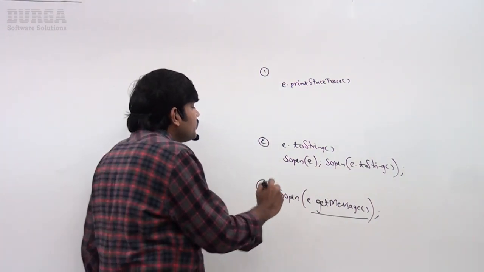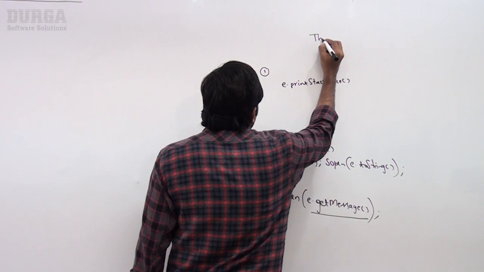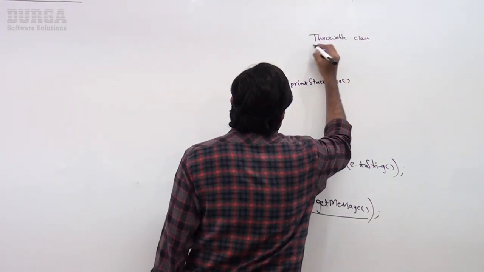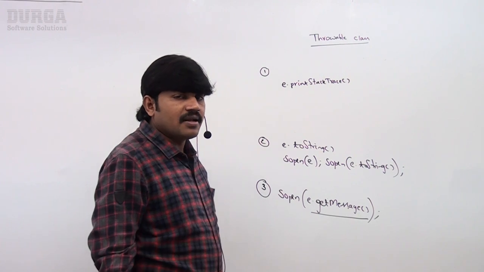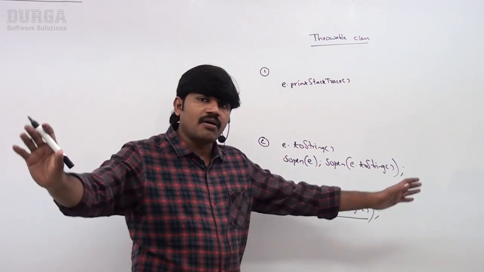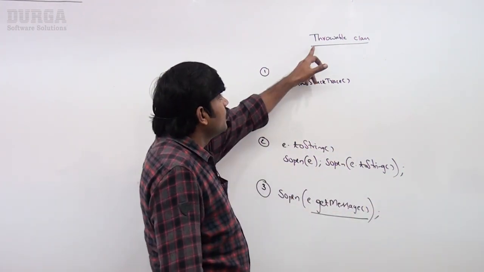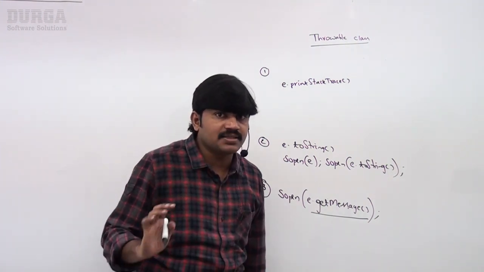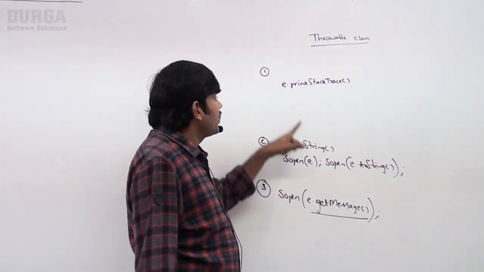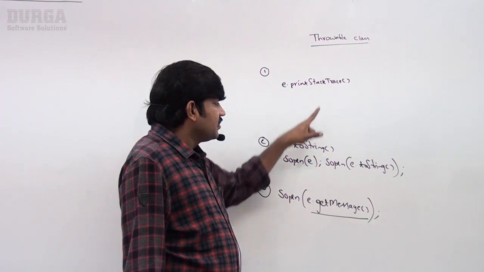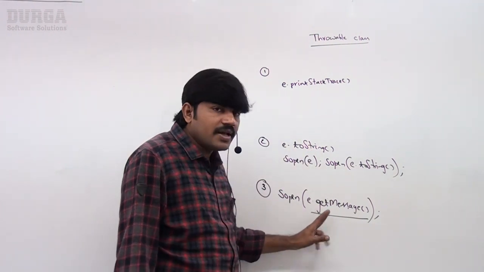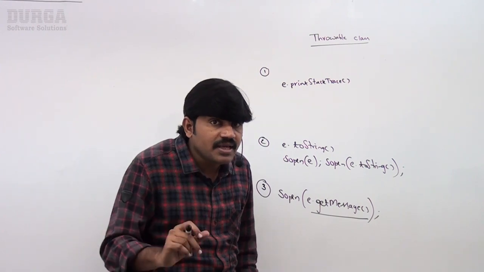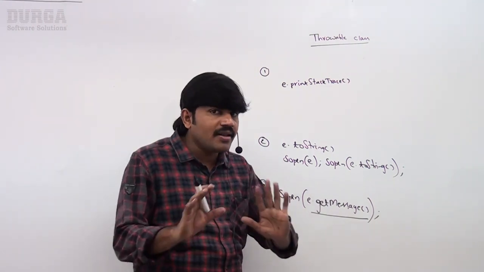That's why these methods are available inside the Throwable class, the parent class. If the parent class contains them, then automatically these methods are available for all child classes. That's why the Throwable class contains three methods to print exception information to the console: printStackTrace, toString, and getMessage. What is the difference between these? I will explain with a small example.